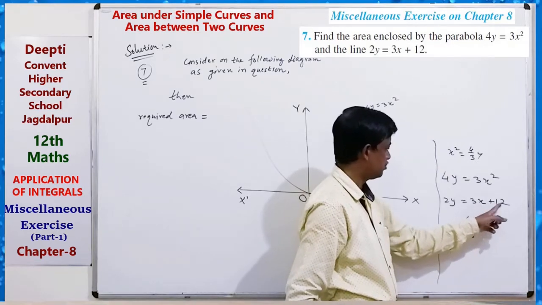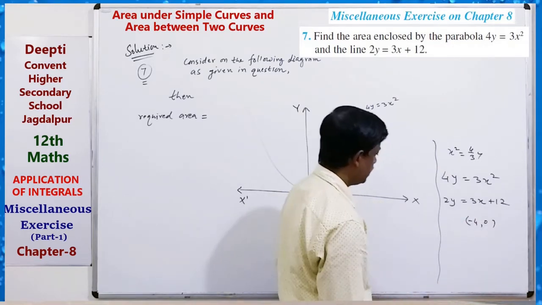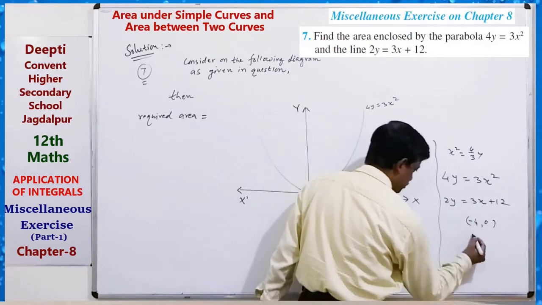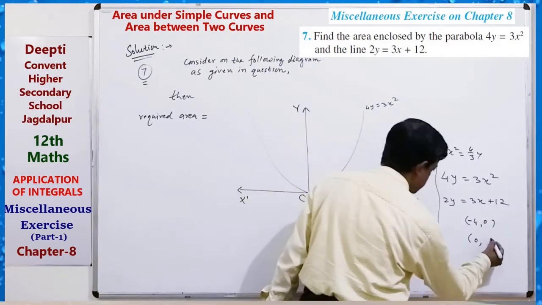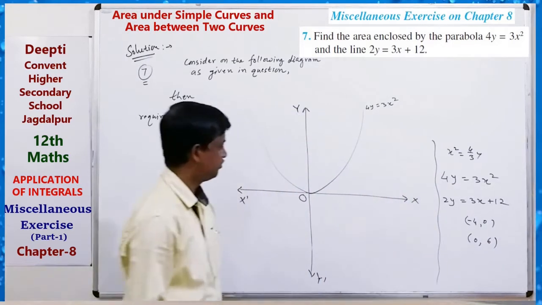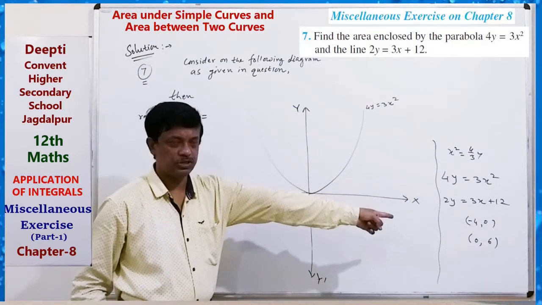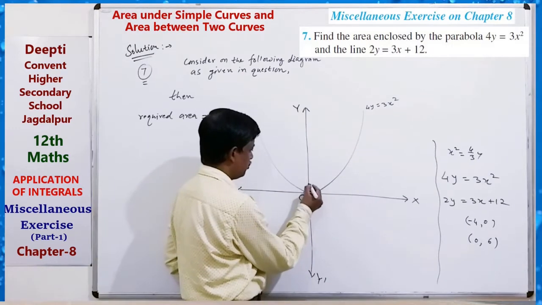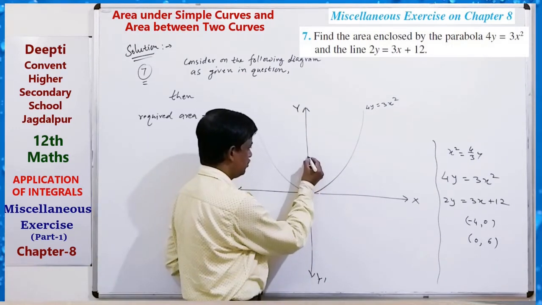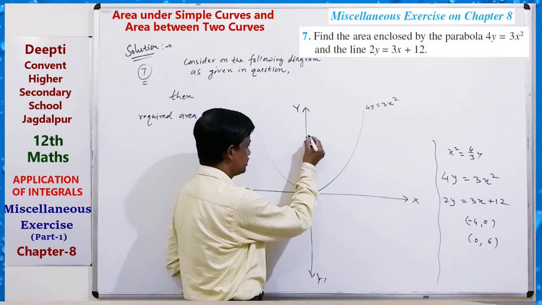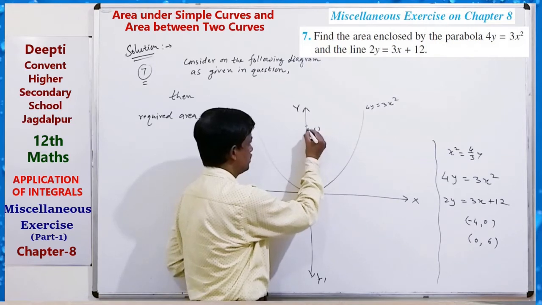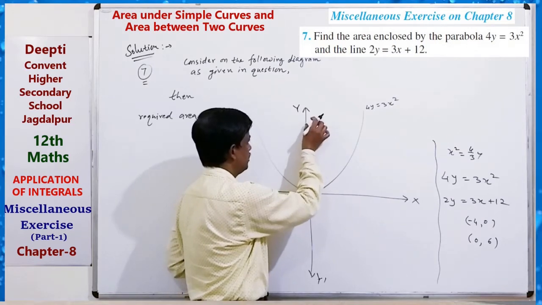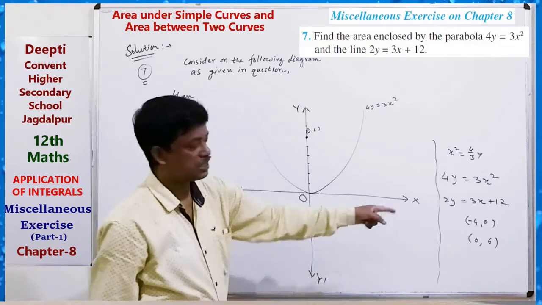Minus 4, minus 2, 2, 0, 0, 2, y equal to 0. And if x equals 0, then y equals 6. So we can draw the graph. X equals 0 and y equals 6. That is 1, 2, 3, 4, 5, 6, 7. This is the point (0, 6). Clear?